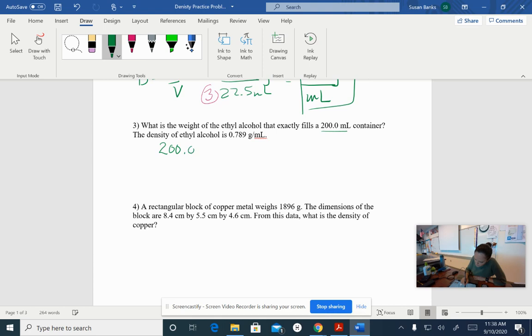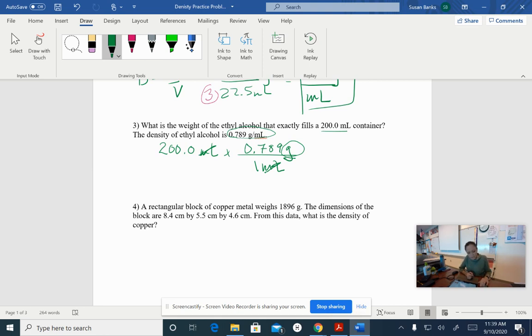200 milliliters of ethyl alcohol. And I want my milliliters to cancel. So when I look at this density, I'm going to put the milliliters on the bottom, which it already is. I have 0.789 grams in 1 milliliter. So that allows me to cancel out my units of milliliter and just be left with units of grams, which is exactly what I want.